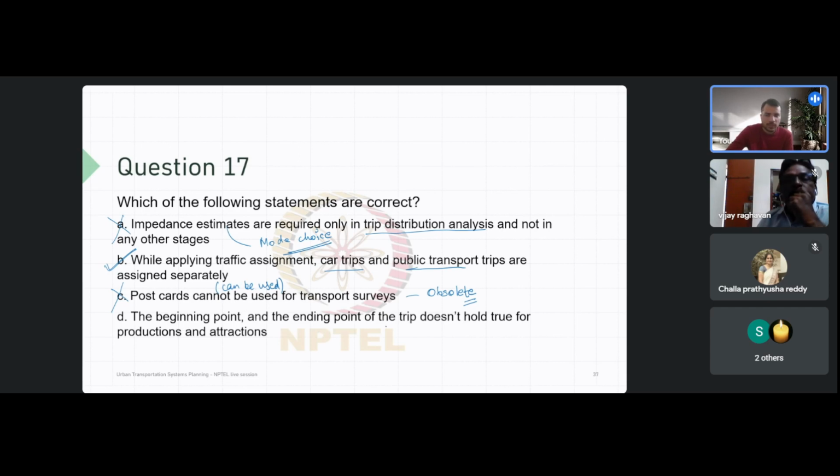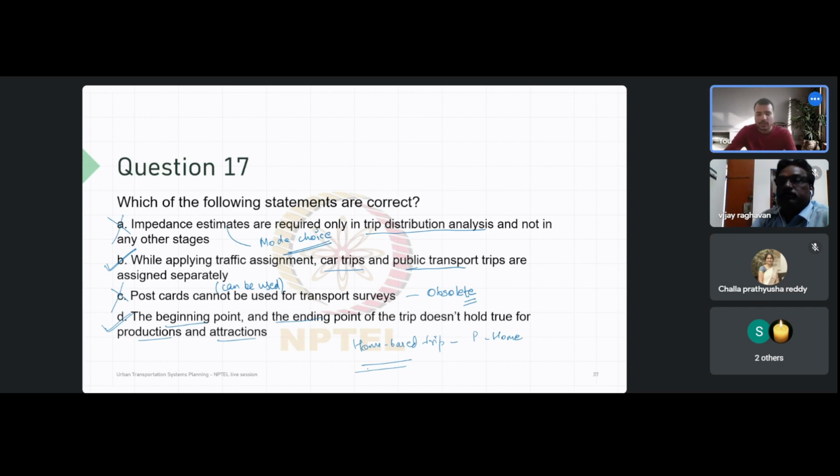And the beginning point and the ending point of the trip doesn't hold true for productions and attractions. So yeah, this is correct. This is because, as we saw, if we have a home-based trip, it doesn't matter where the trip is originating, the production will always be at home. So here what we are saying is beginning point will be production and ending point will be attraction. So it won't hold true for home-based trips because in that case, whichever direction the trip is happening, home will be the production. So D is also correct.